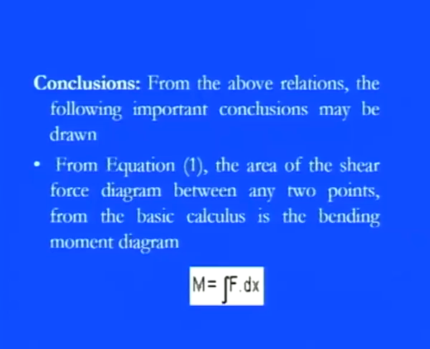So now we would like to conclude that part. From the above two equations, we can draw the following important conclusions. The first equation correlates the shear force and the bending moment. From equation 1, from the area of the shear force diagram between two different points, we can calculate the bending moment. The bending moment is equal to the integration of F into dx. That means if you multiply the intensity of the force by the segment over which it is applied, you can get the bending moment.